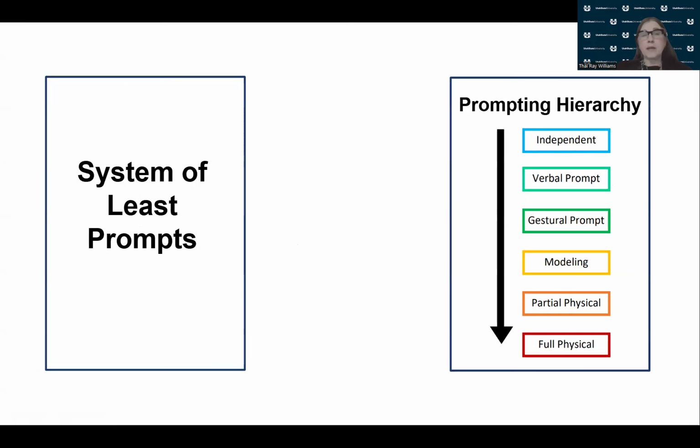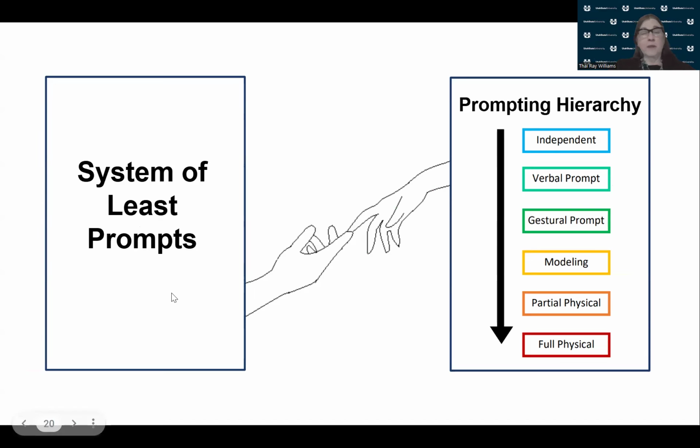And so when we're thinking about the system of least prompts and pulling on the information that we know about the prompting hierarchy, these things go together. You can't have the system of least prompts without the prompting hierarchy. Again, I always think of them as kind of being married. They always go together. Wherever they are, they're together.